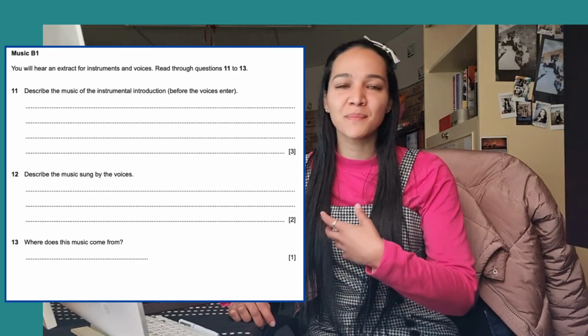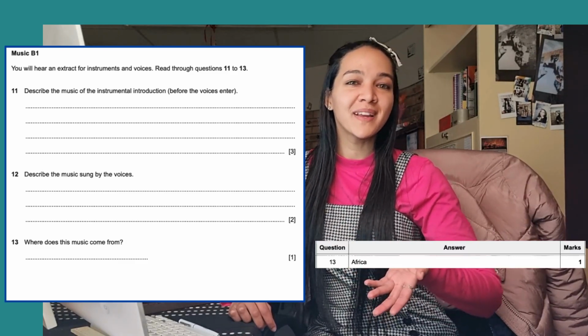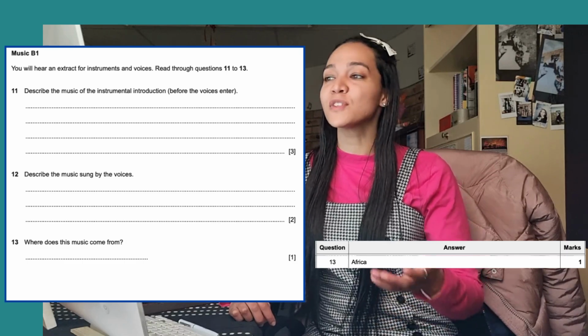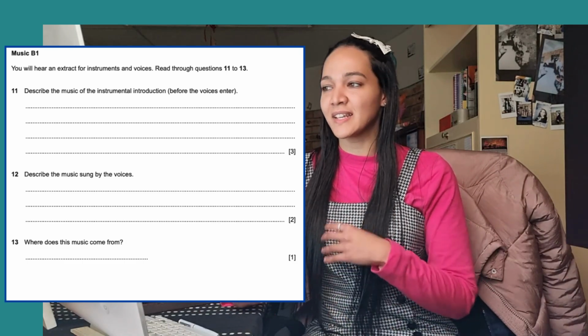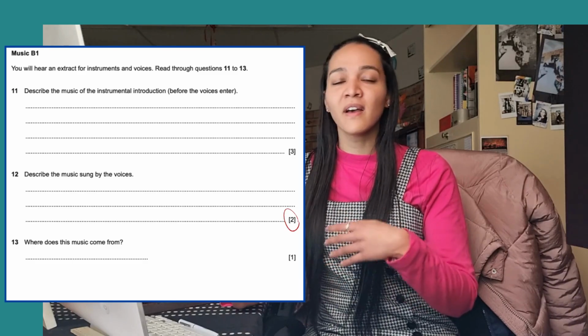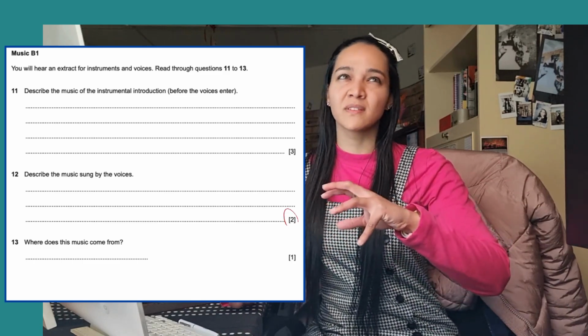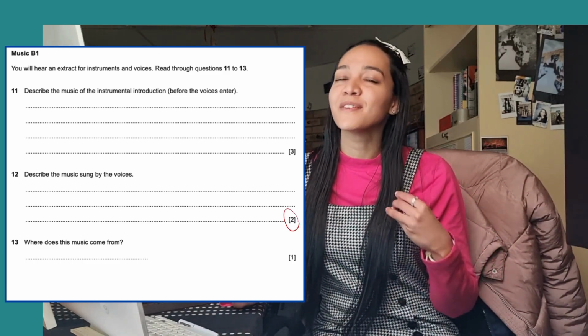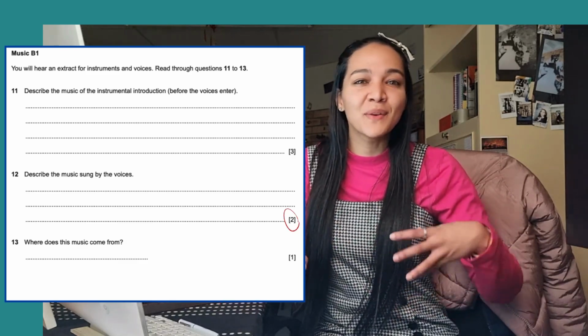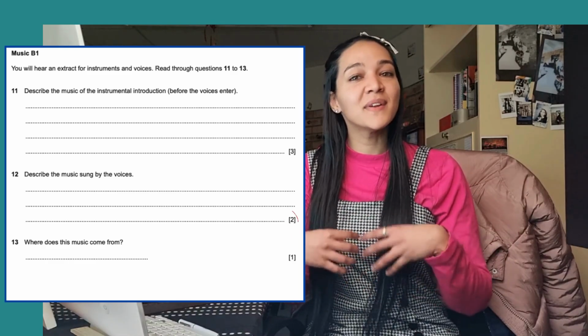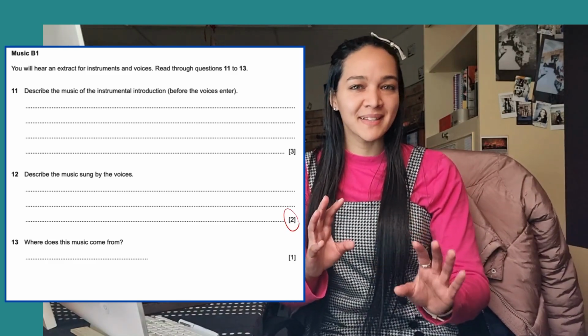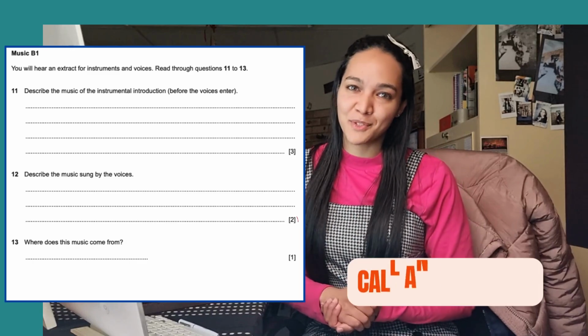From where does this music come? Of course, Africa. A no-brainer. Then I think we'll answer question 12 with this listening. So 2 facts for 2 marks here. They ask us to describe the music sung by the voices. Now, of course, there's first an instrumental introduction and then the voices come in. And of course, the voices are using a very world music type technique and a very African traditional music type technique here, which is known as call and response.